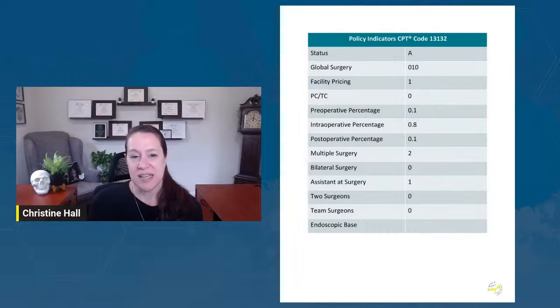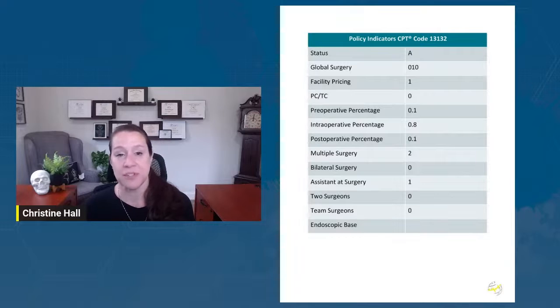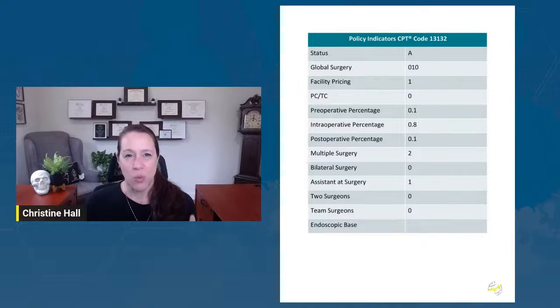We're also going to look to see, can we do multiple surgeries on one day when we're performing the 13132, this complex repair? Can it be done as a bilateral procedure? Can we have an assistant come in and assist us with this procedure? How about two surgeons? How about a team of surgeons? How about endoscopy? All of that is actually already built into each one of these codes. So I wanted to run through what each one of these indicators for this code means.